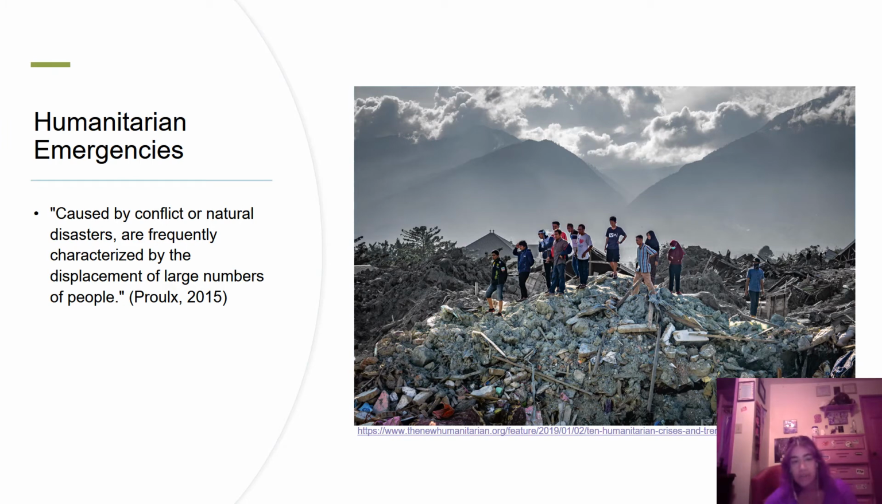The second definition that I want to go over is humanitarian emergencies. So this is caused by conflict or natural disaster, and it frequently involves the displacements of large numbers of people.